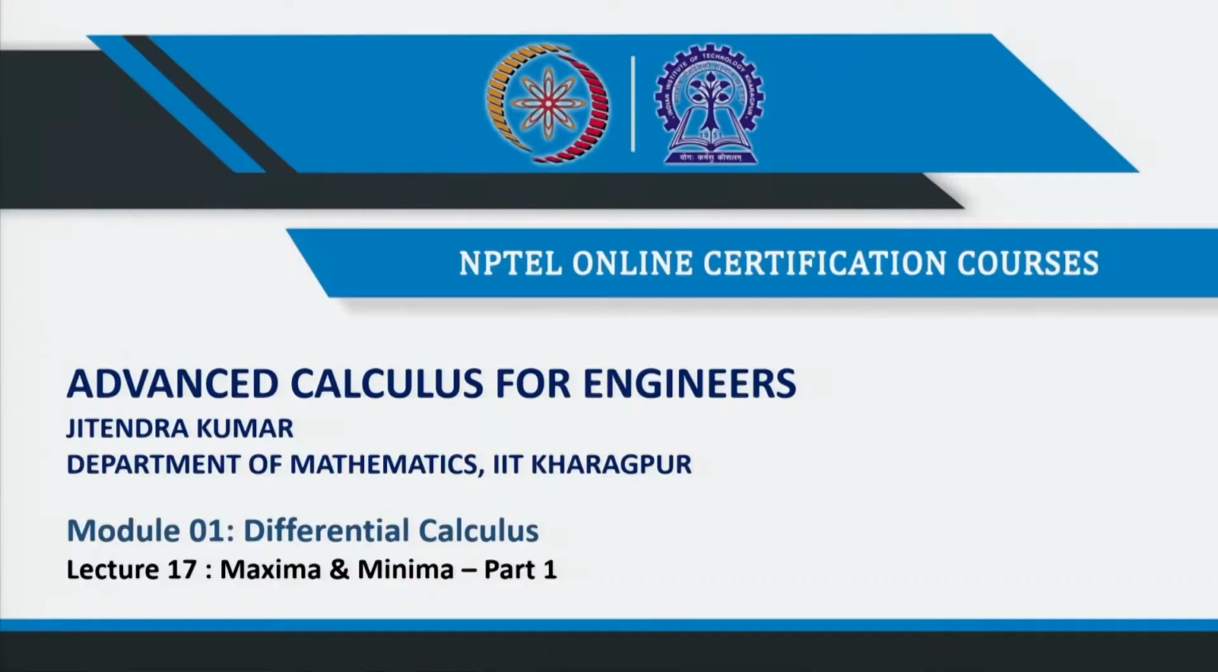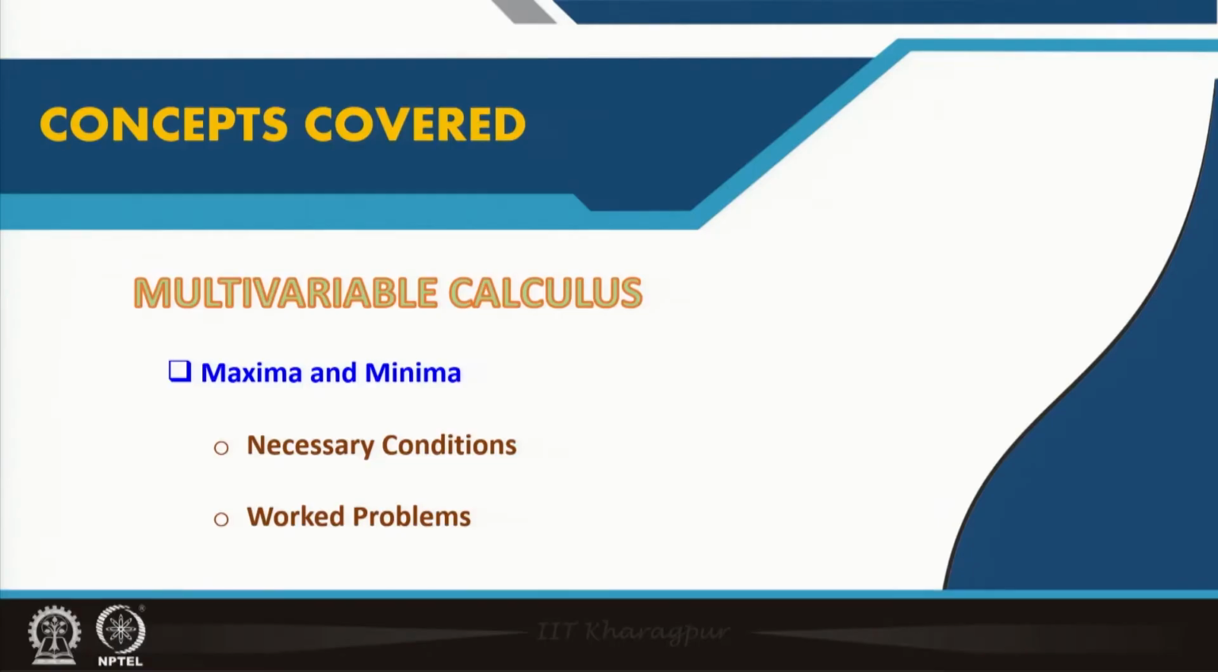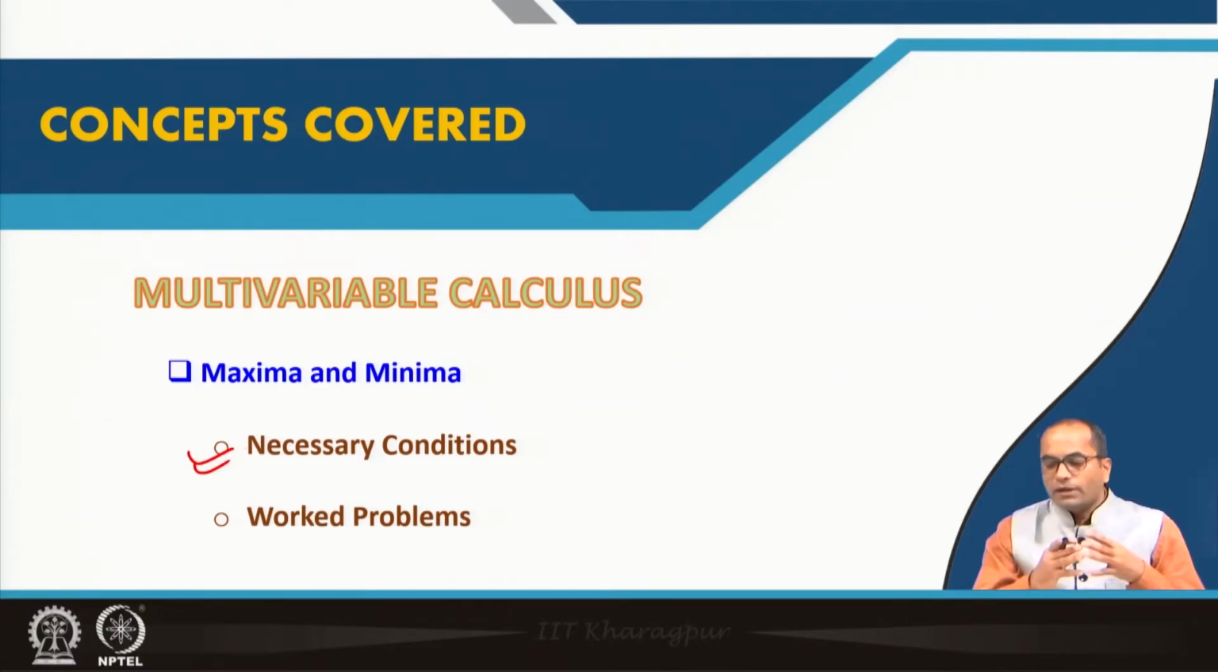Welcome back to lectures on advanced calculus for engineers. This is lecture number 17, and we will be talking about maxima and minima. There will be 4 parts and this is part number 1. In this lecture I will be talking about the necessary conditions for the existence of maxima and minima, and there will be some worked problems.